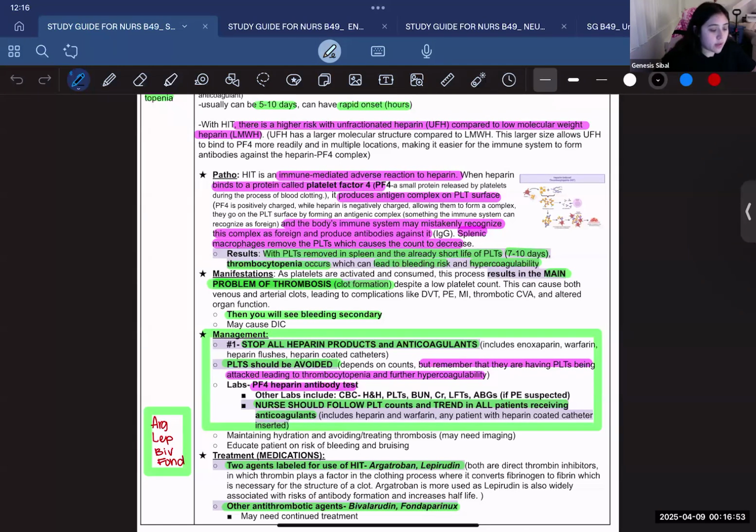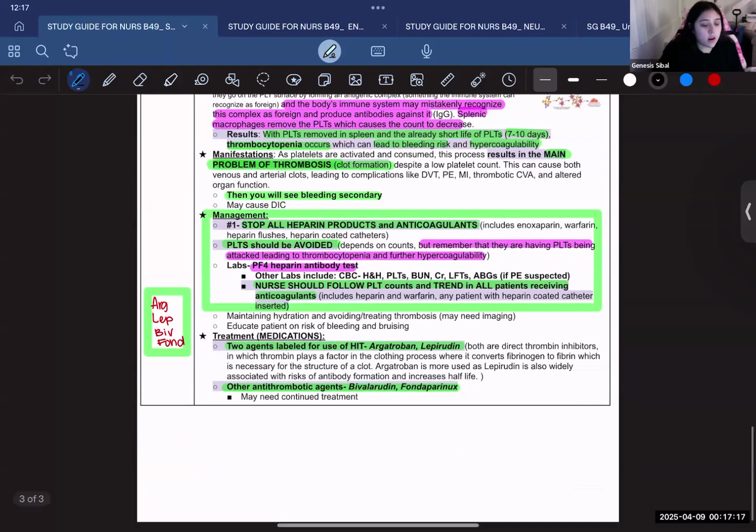So this causes both venous and arterial clots, leading to complications like a DVT, PE, MI, a CVA, obviously, and then altered organ dysfunction. Because if there's a clot, there's no perfusion, and then you will see bleeding as a secondary effect. So again, know the difference between this and DIC. This could also cause DIC within that.